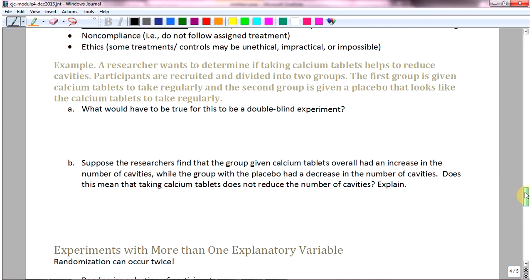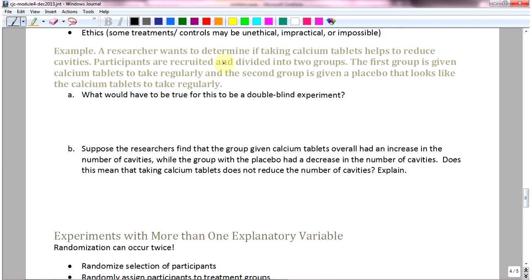So the next example, a researcher wants to determine if taking calcium tablets helps to reduce cavities. Participants are recruited and divided into two groups. The first group is given calcium tablets to take regularly, and the second group is given a placebo that looks like the calcium tablets to take regularly. Question A, what would have to be true for this to be a double-blind experiment?